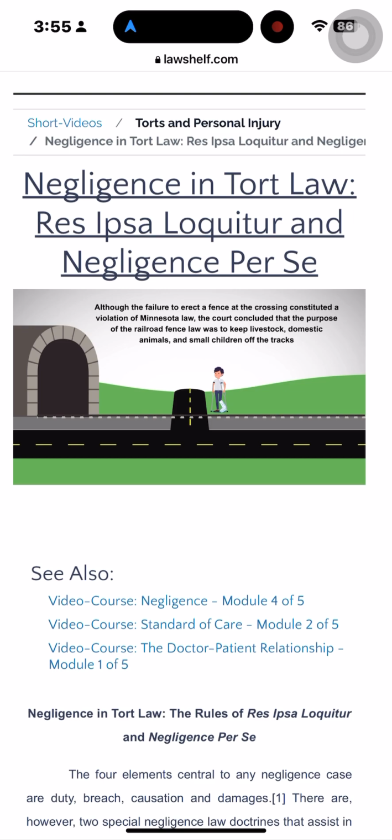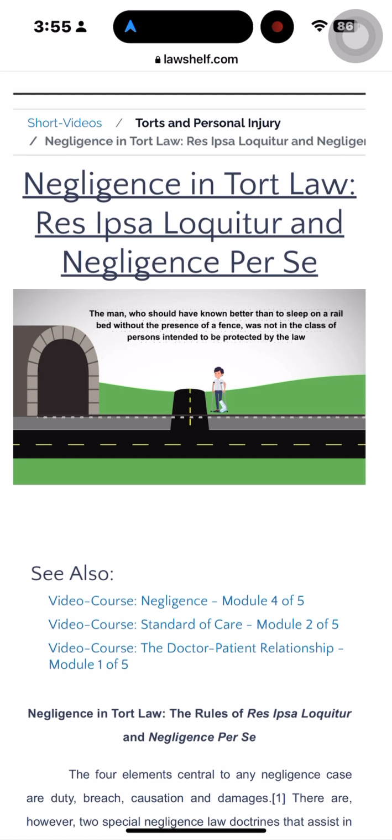the purpose of the railroad fence law was to keep livestock, domestic animals, and small children off the tracks. The man, who should have known better than to sleep on a rail bed without the presence of a fence, was not in the class of persons intended to be protected by this law. Therefore, negligence per se could not be used to satisfy the duty and breach elements of this negligence case.